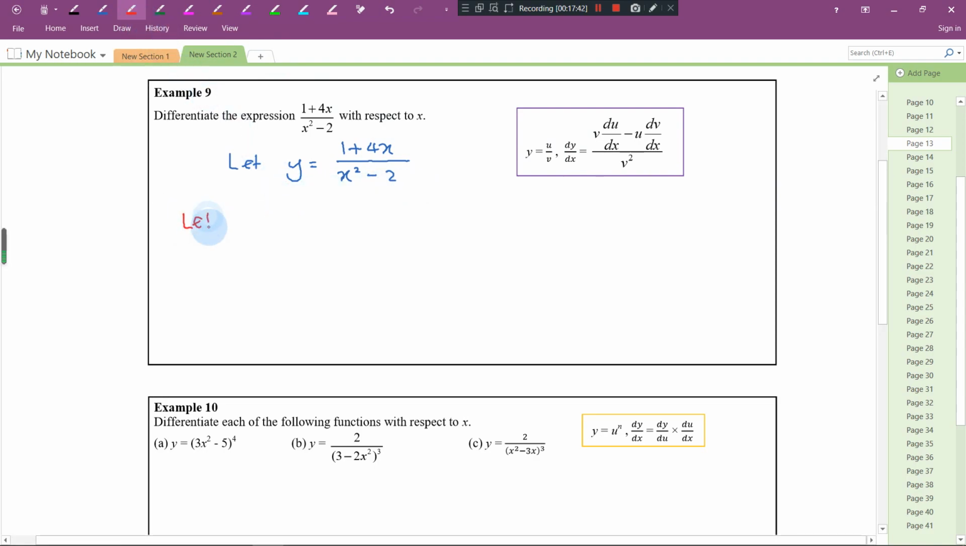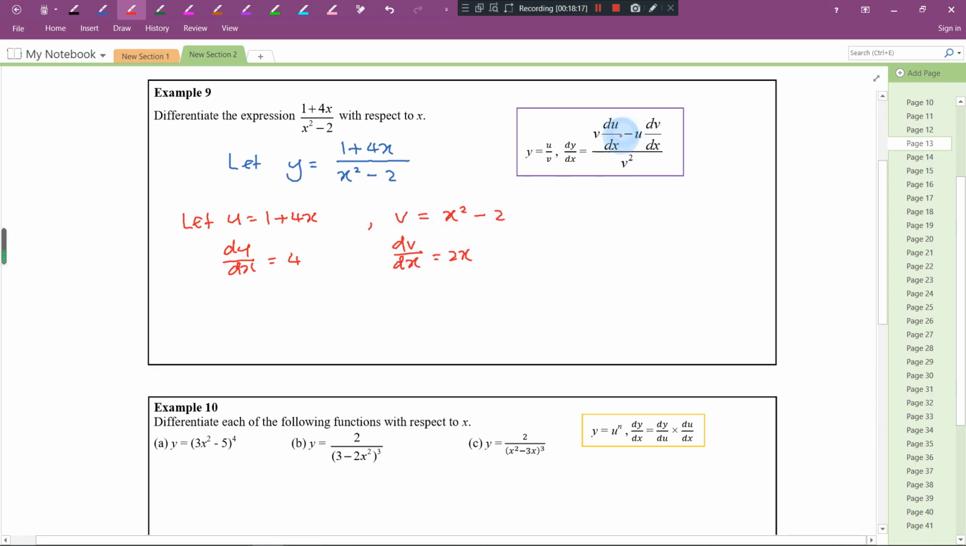Okay, let u equal to 1 plus 4x. Then you find du dx, which is equal to, differentiate this one, you get 0. Differentiate this term, you will get 4, right? And same thing, v equal to x squared minus 2. Now we find dv dx. Differentiate this, you will get 2x. Differentiate a number here, you will get 0.